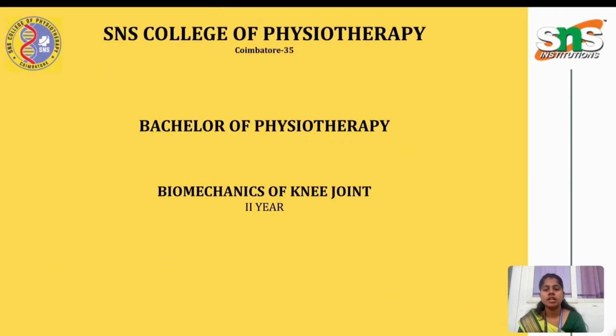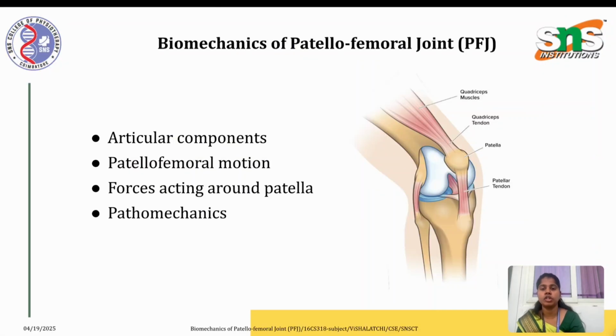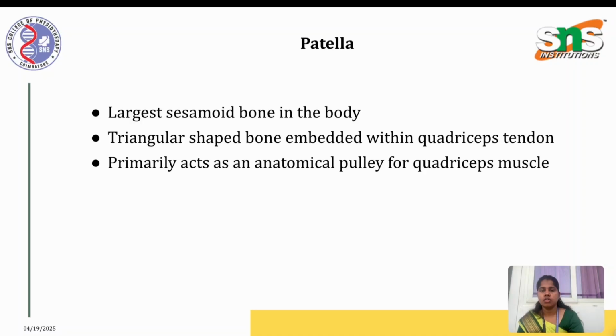Hello one and all. Today we're going to discuss the biomechanics of the knee joint, especially the patellofemoral joint. So coming to the biomechanics of the patellofemoral joint, it comprises articular components, patellofemoral motion, the forces around the patella, and pathomechanics.